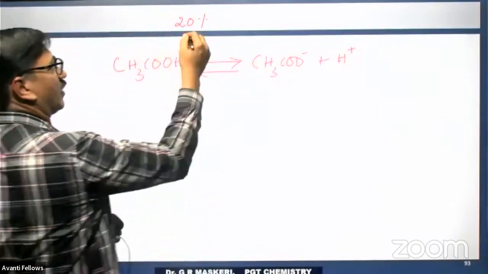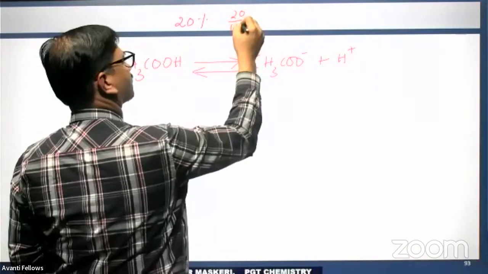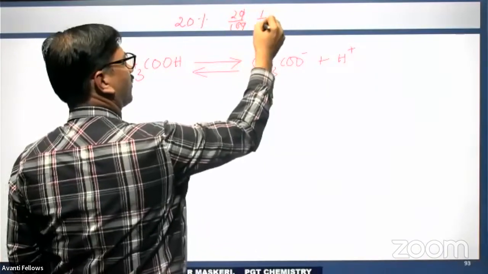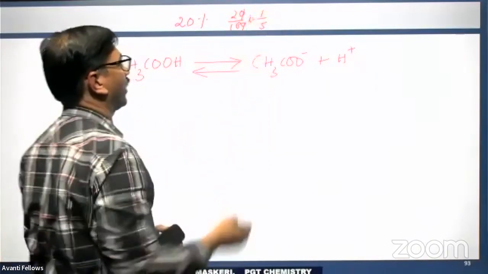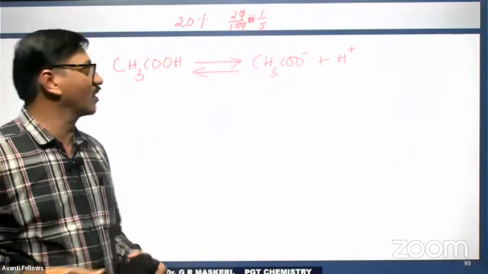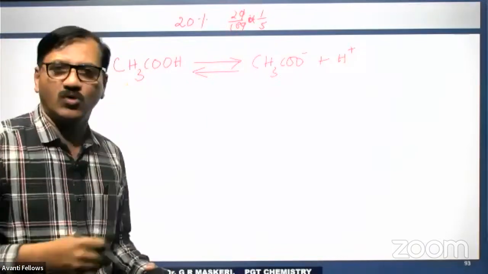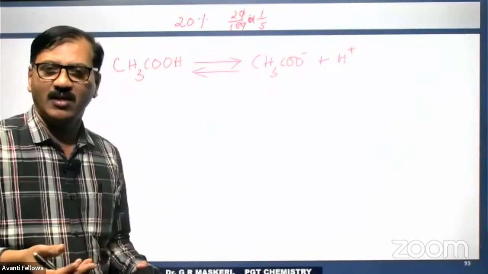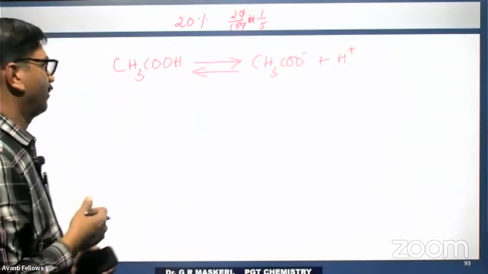So, 20% means 20 by 100, right? So, this is 1 by 5. Sorry, the alpha value is 1 by 5. 20% degree of dissociation means out of 5, one molecule dissociates. This is the fraction.